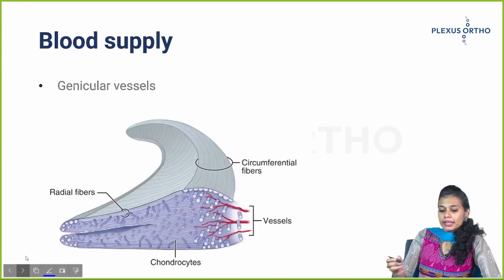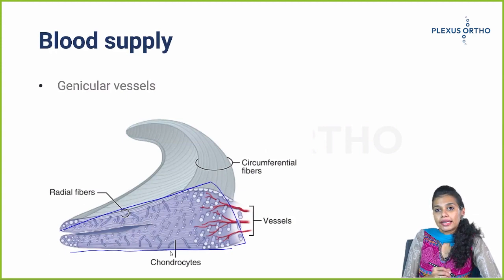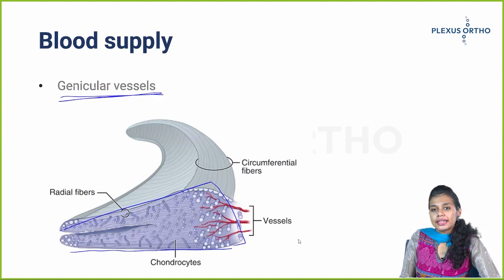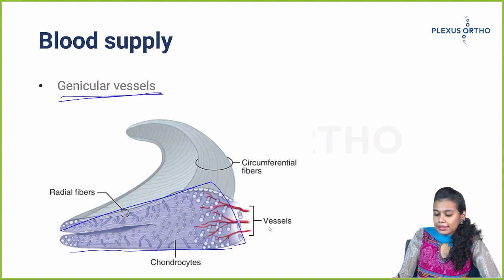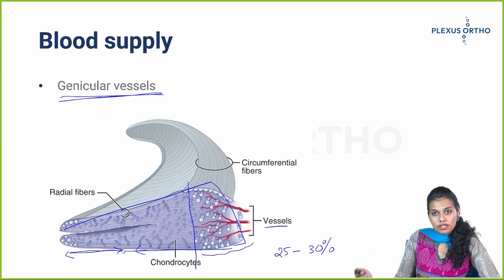Coming to the next slide, the blood supply. As we've already discussed, the meniscus in cross section looks more or less a triangular structure. The vessels that supply it are the genicular arteries. Majorly, it is an avascular structure. As we can see in the diagram, the vessels perforate from the outer aspect and they supply up to 25 to 30% from the periphery. This side will be less vascular and this third will be even less vascular.